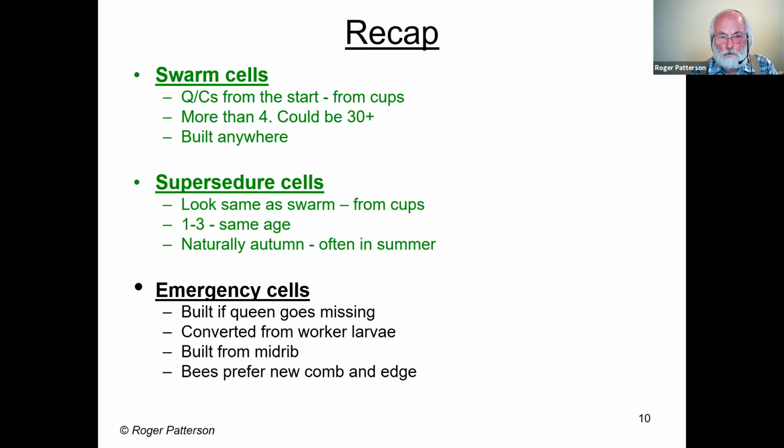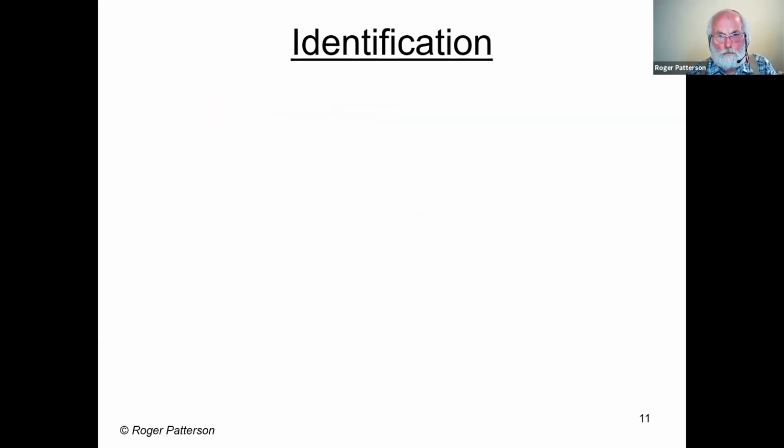Emergency cells, they're the ones that are built as the queen goes missing. They convert an ordinary worker larva, build it from the red rib, and the bees prefer new comb or the edge of the comb. And I'll give you some examples a little bit later.